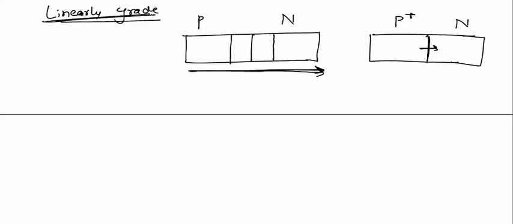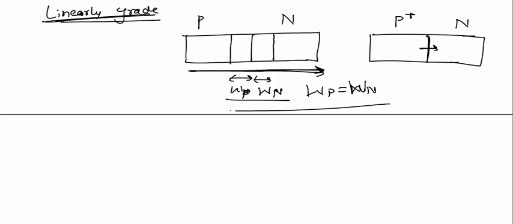In this linearly graded diode, the width of depletion layer will be almost equal on both sides, Wn and Wp. We can say that for a linearly graded diode, Wn is equal to Wp. So this is sufficient for linearly graded diode. In exam, step graded PN junction is asked only. We will solve one problem on step graded PN junction.